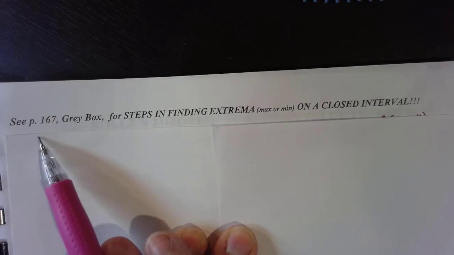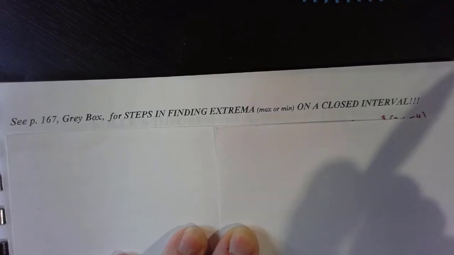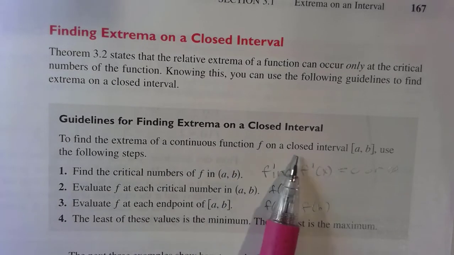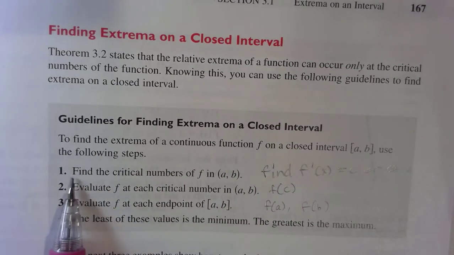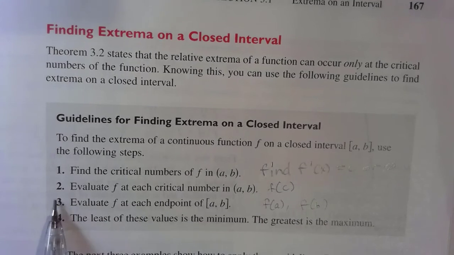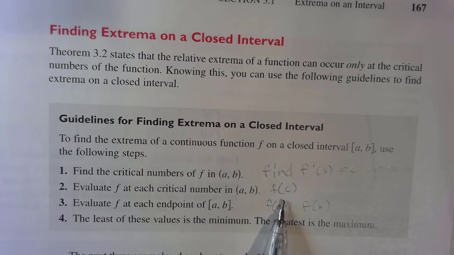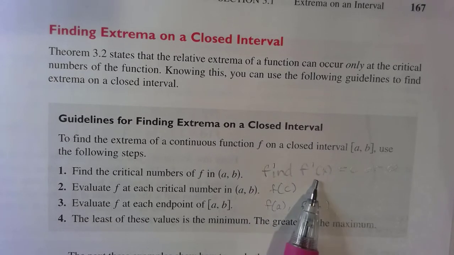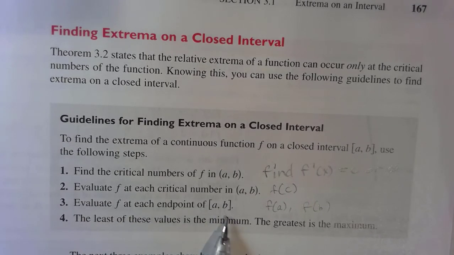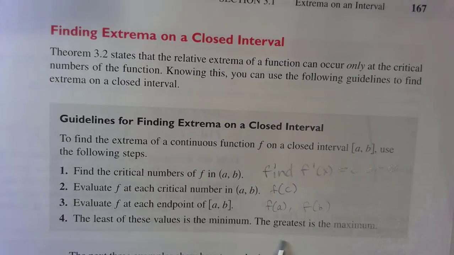See page 167, a gray box, for steps in finding extrema, max or min, on a closed interval. To find extrema of continuous function f on a closed interval, use the following steps. First, find the critical numbers. In other words, find where f prime of x is 0 or undefined. Second, evaluate f at each critical number. So f of c, whatever place where this was 0 or undefined. Third, evaluate f at each endpoint. The least of these values is the minimum. The greatest is the maximum.